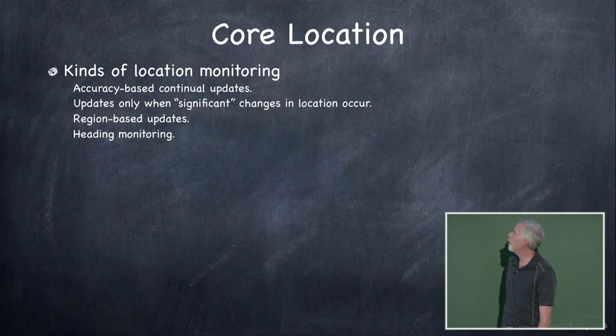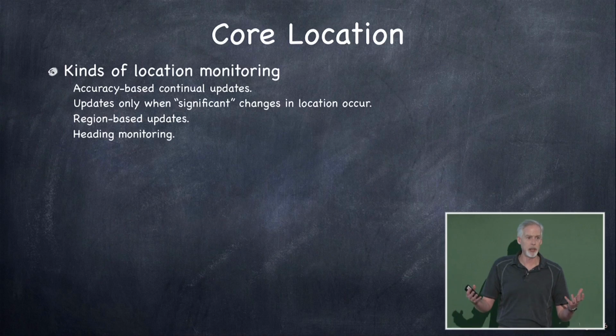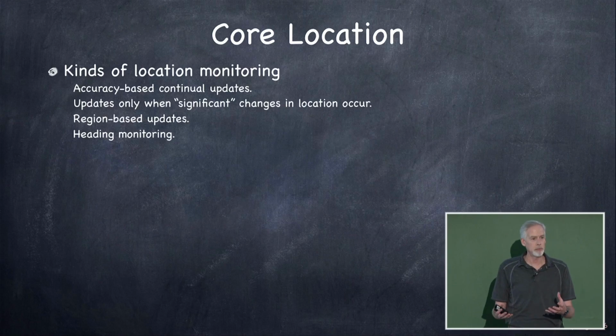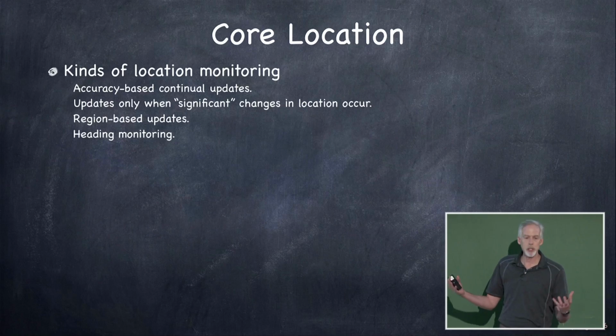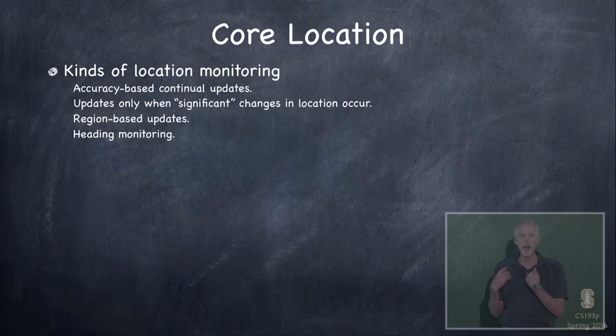All right. What kind of location monitoring is available in the system? Well, one is accuracy-based continual updates. This is what you would normally think. You set an accuracy that you want. Okay, I want highly accurate, best for navigation, or low accuracy. And the system will start sending you locations based on that accuracy. So if you ask for best for navigation, it's going to be sending you locations all the time, and they're going to be highly accurate. If you ask for every 3 kilometers, you could walk for 20 minutes before it sends you another location, because it notices another cell tower and can figure out its location.